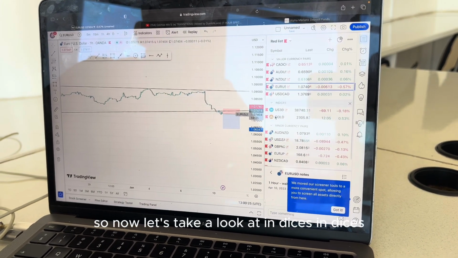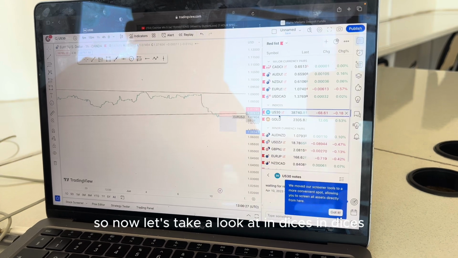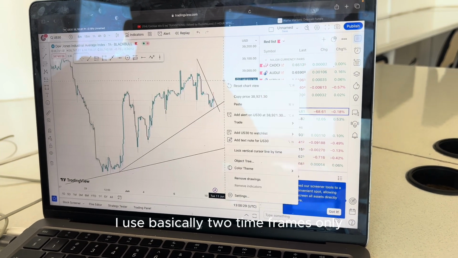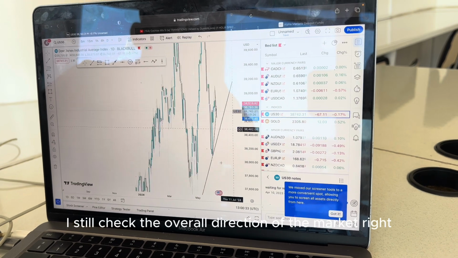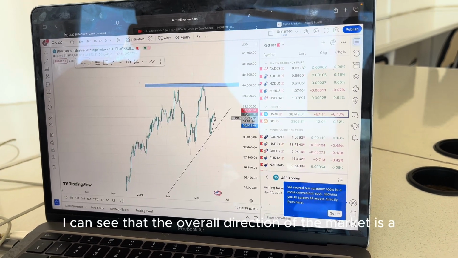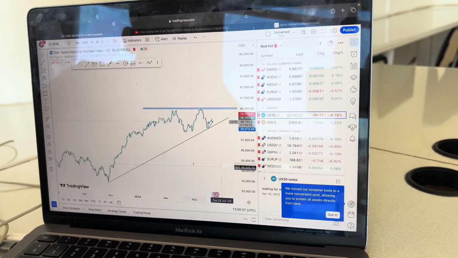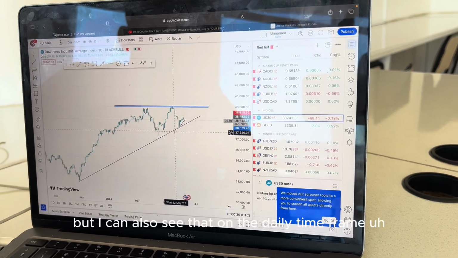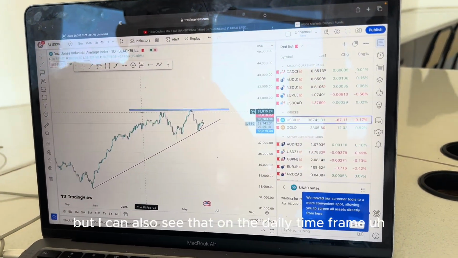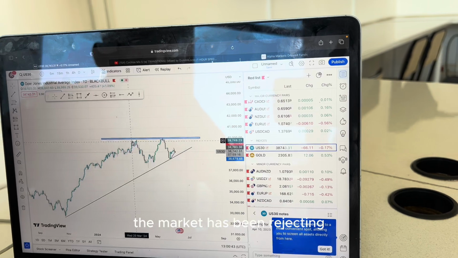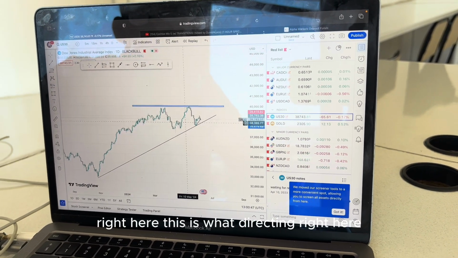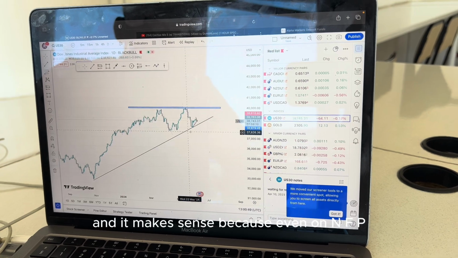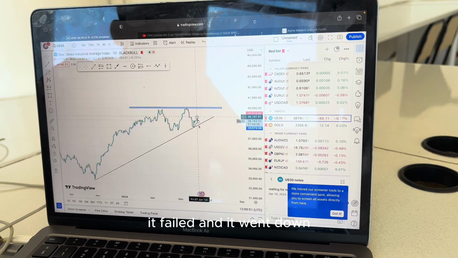All right, so now let's take a look at indices. For indices, I basically use only 2 time frames, but I still check the overall direction of the market, right? I can see that the overall direction of the market is a buy. But I can also see that on the daily time frame, the market has been rejecting to pass this current level right here. This is why I drew a rectangle here, and it makes sense because even on NFP it failed and it went down.